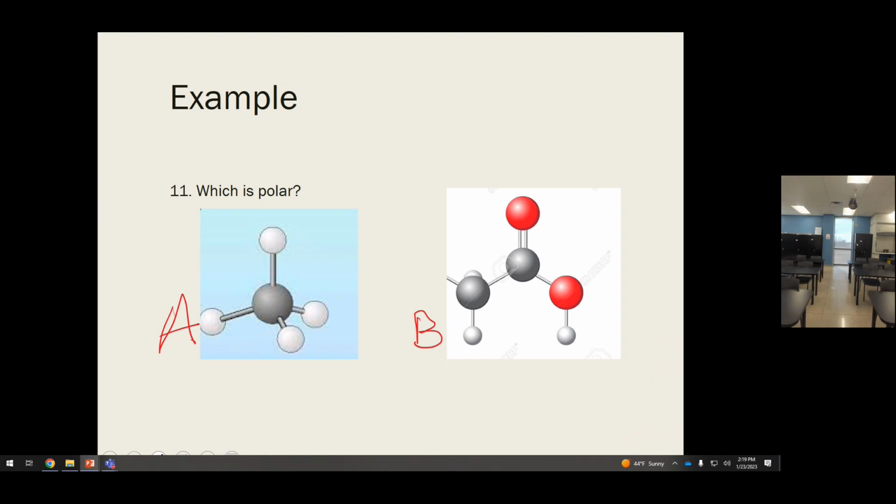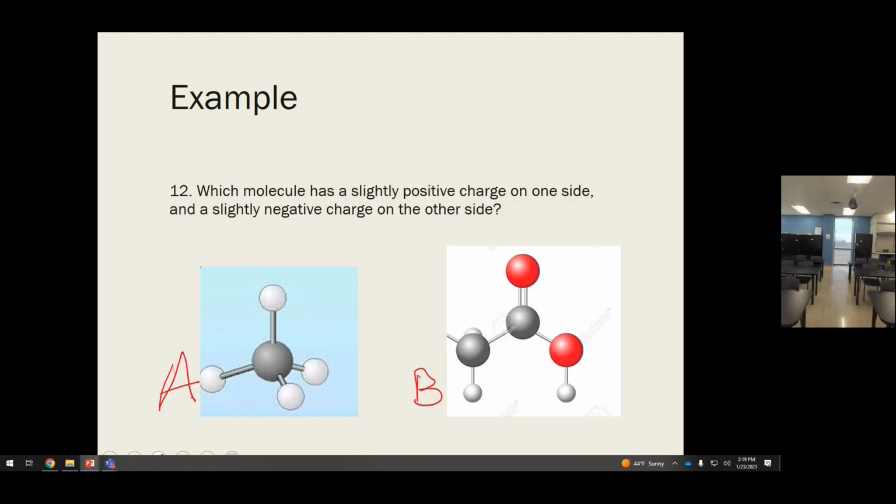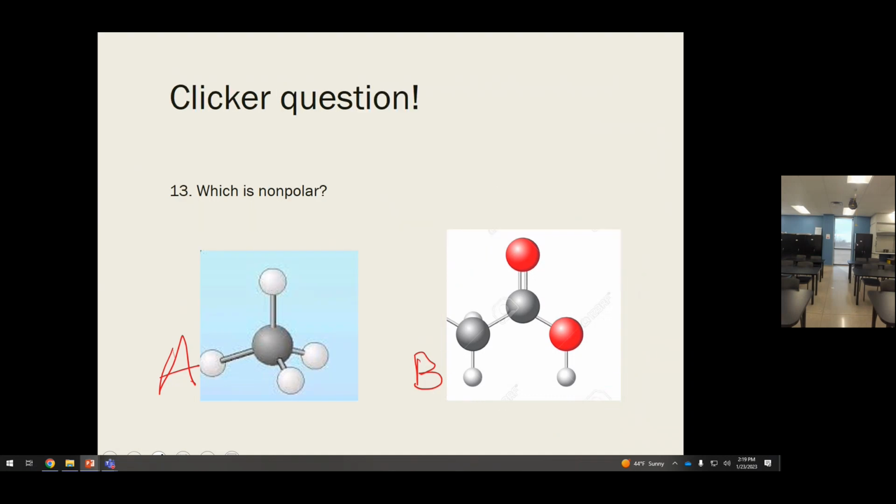Here is question number 11. Correct answer here is B, and you can tell because we have these red oxygen molecules here, and almost any molecule with oxygen is polar. Here's number 12. The correct answer here also is B, because we know that this molecule is polar. It must be the one with a slightly positive charge on one side and a slightly negative charge on the other side. Question number 13.